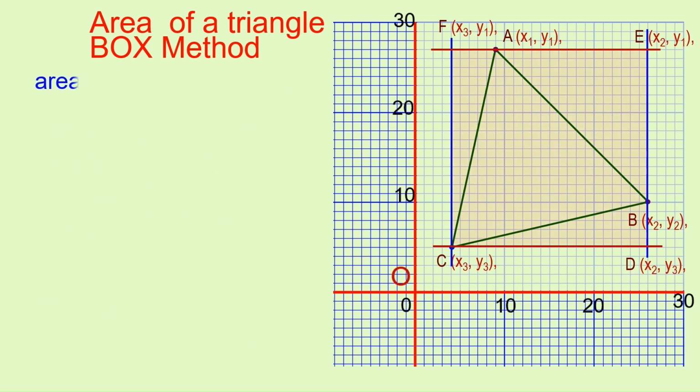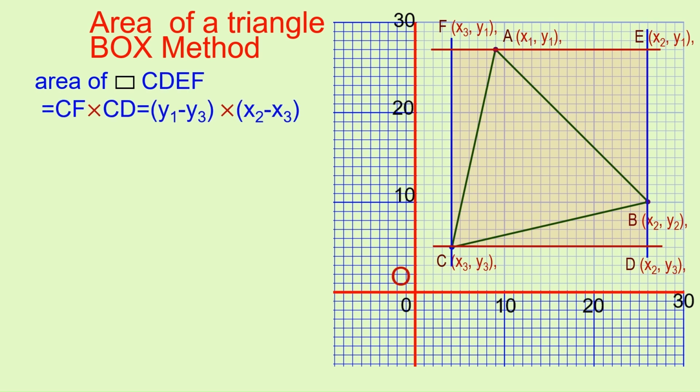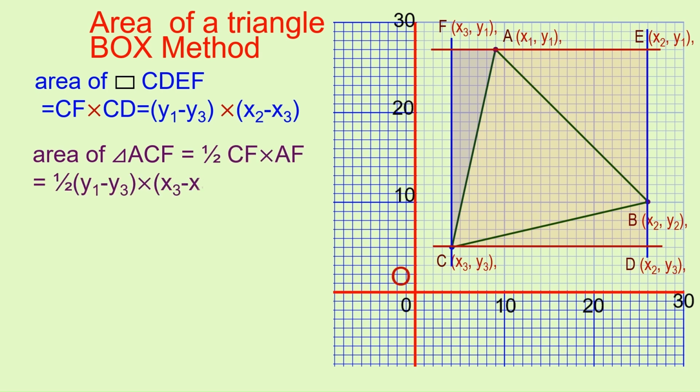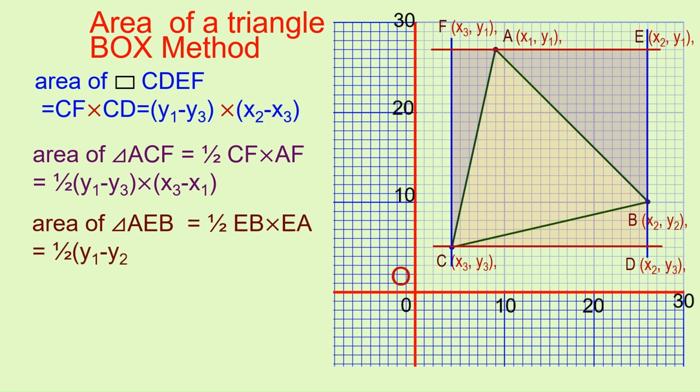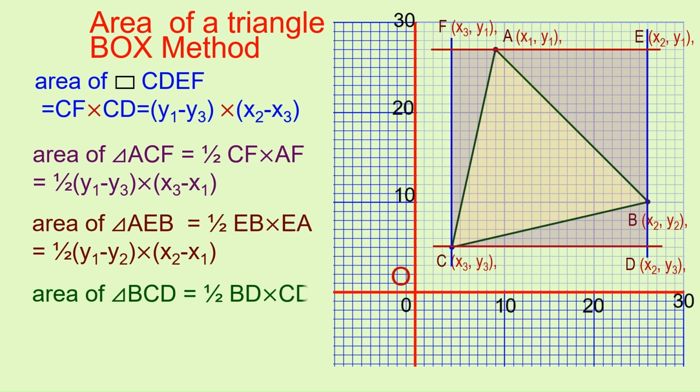Area of the rectangle CDEF equals CF times CD equals (y1 minus y3) times (x2 minus x3). The area of right-angled triangle ACF equals 1/2 CF times AF equals 1/2 times (y1 minus y3) times (x3 minus x1). The area of AEB equals 1/2 EB times EA equals 1/2 times (y1 minus y2) times (x2 minus x1). The area of BCD equals 1/2 BD times CD equals 1/2 times (y2 minus y3) times (x2 minus x3).